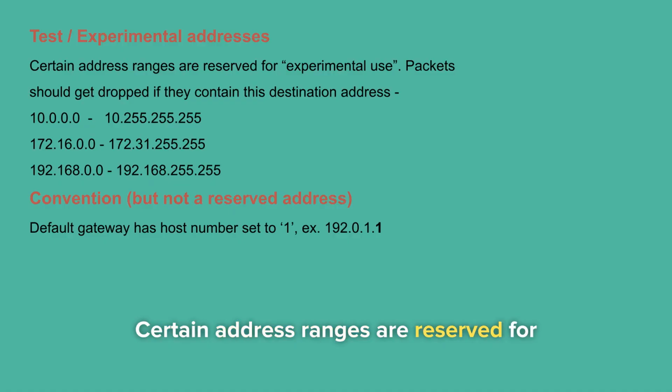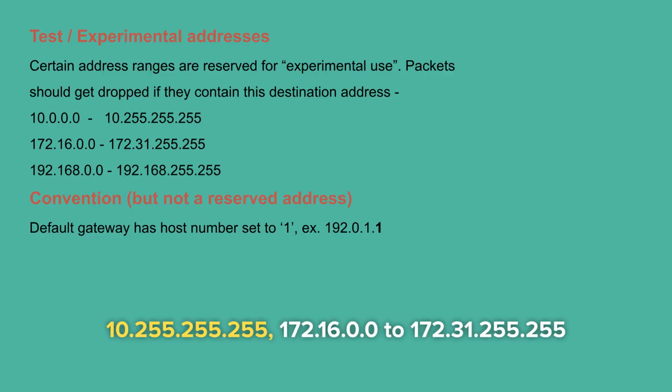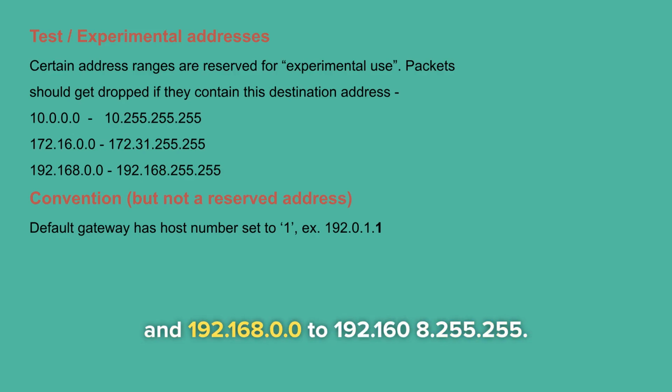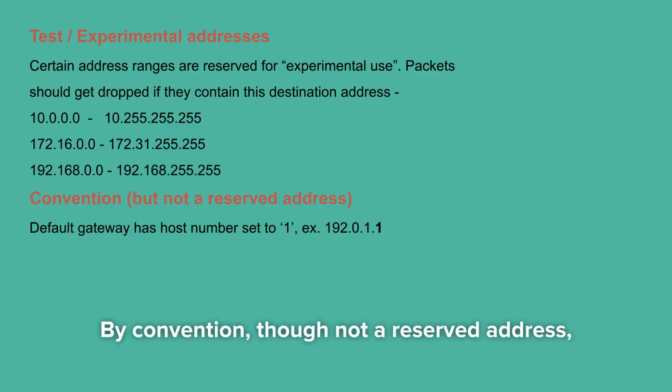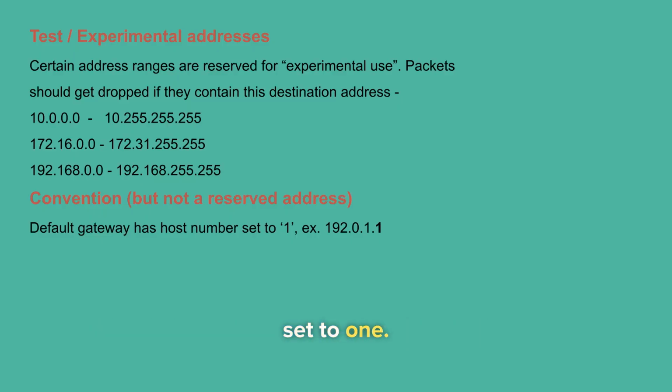Certain address ranges are reserved for experimental use, and packets with these destination addresses should be dropped. These ranges include 10.0.0.0 to 10.255.255.255, 172.16.0.0 to 172.31.255.255, and 192.168.0.0 to 192.168.255.255. By convention, though not a reserved address, the default gateway often has the host number set to 1.